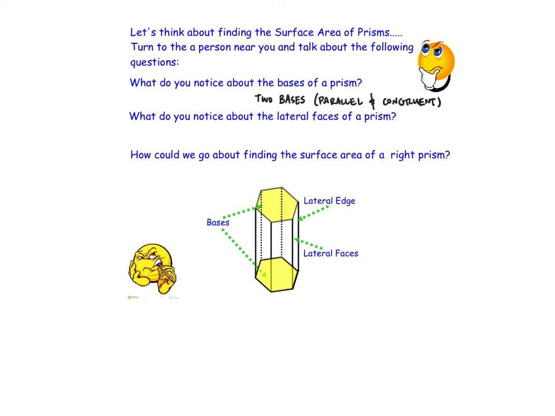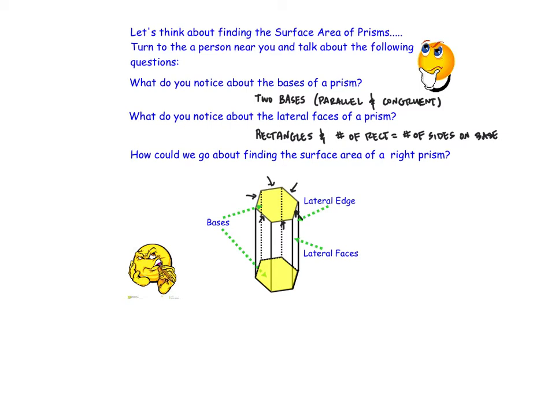Okay, now what do you notice about the lateral faces of the prism? Well, what you'll notice is that they are all rectangles. And the number of rectangles is equal to the number of sides of the base. So in our case, we can see a hexagon has 1, 2, 3, 4, 5, and 6 sides. Therefore, we'll see that we have 6 rectangles.